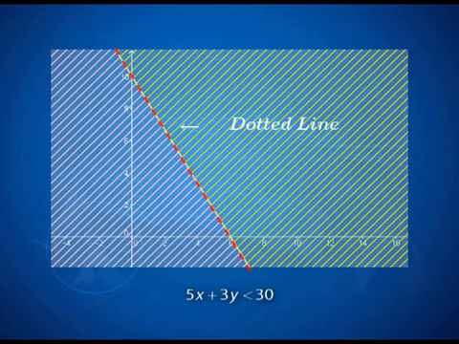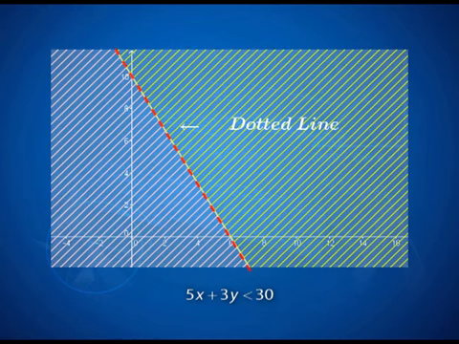Suppose after substituting the point, the inequality came out to be false. In that case, we shade the opposite part, that is the part of the plane which does not contain that point. Now, let us see what happens when we have 5x plus 3y less than 30.